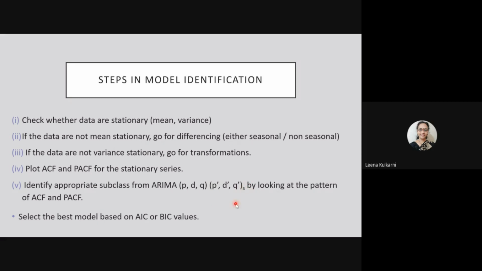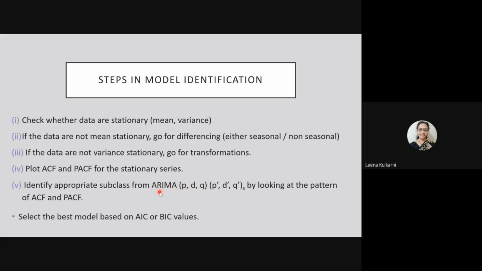So for monthly data, if P dash is equal to 1, then ZT will depend upon ZT minus 12. For quarterly data, if P dash is equal to 1, then ZT will depend upon ZT minus 4. Since it's quarterly data, you have 4 observations per year, and so on. And in the same way, you need to determine the value of Q dash depending upon the dependence of the error terms on each other.